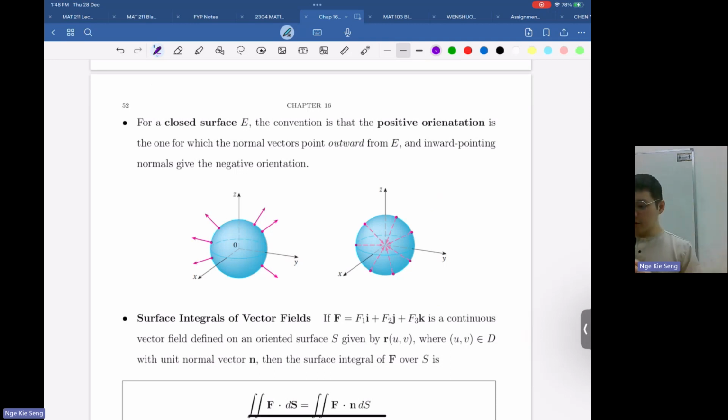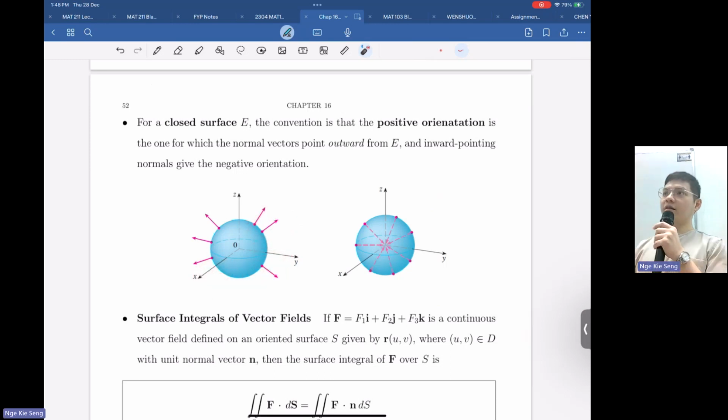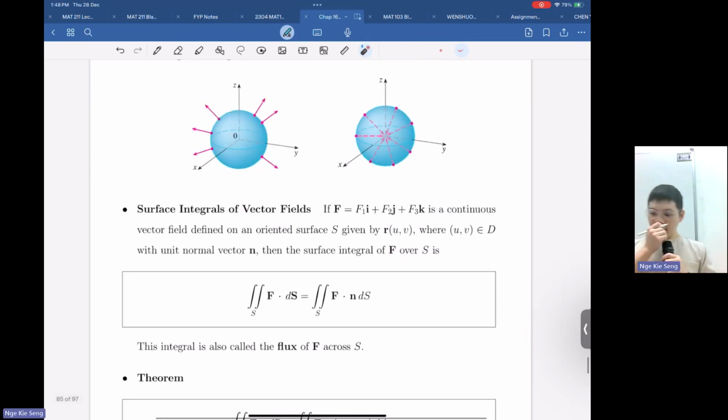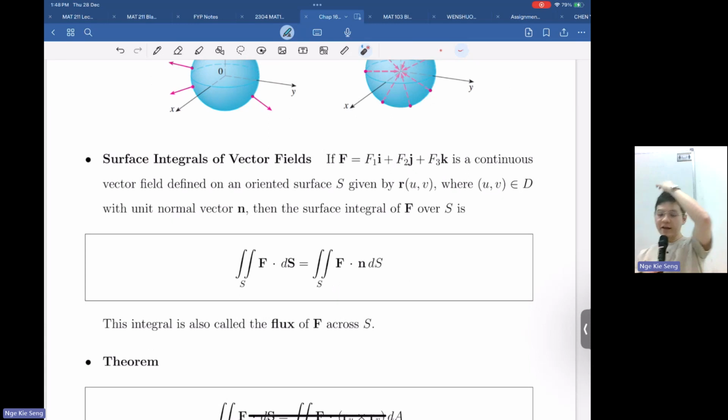So on a closed surface, there are two kinds of orientation. One is outward, the other is inward. So there are really two kinds of it, outward and inward. So how is this important? We introduce the surface integral of vector fields.